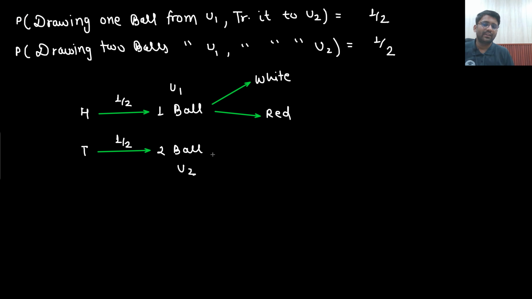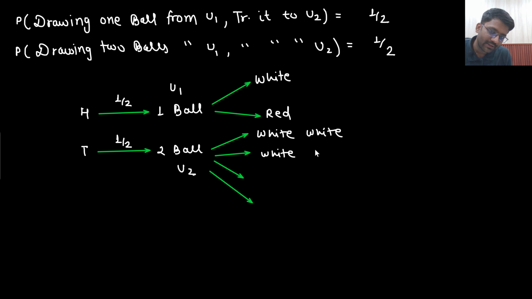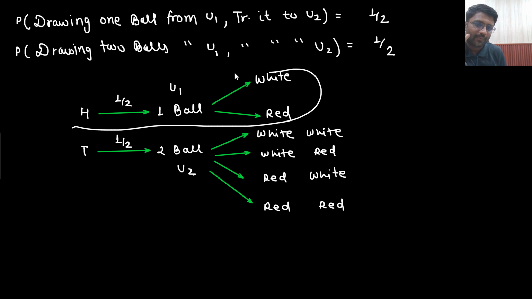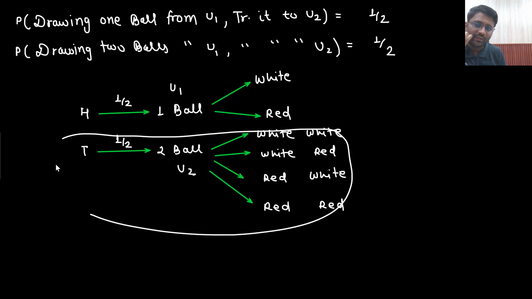And if I draw two balls, then the scenarios could be that both balls are white. First ball is white, second ball is red. First ball is red, second ball is white, or both balls are red. And when you are drawing two balls, that means you are drawing without replacement. I told you by default it will be without replacement. If I give you 5 balls and ask you to draw 2 balls from it, you are doing it without replacement only. These are the possible scenarios. This scenario you are doing with half probability, and this scenario also with half probability.